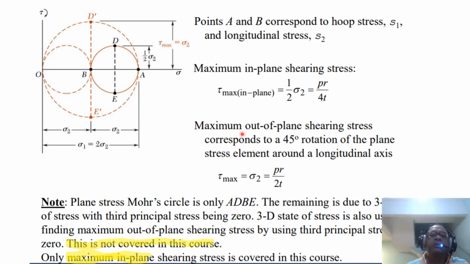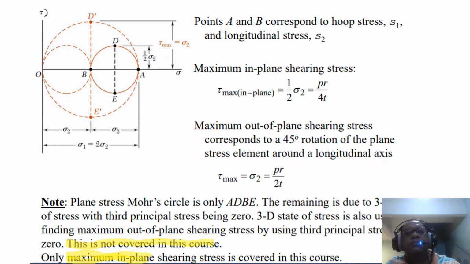So the maximum out-of-plane shearing stress corresponds to a 45 degree rotation of the plane stress element around the longitudinal axis. So the tau max is equal to PR over 2T. So this is the out-of-plane shearing stress, but it's not covered in this section. So the plane stress Mohr circle is only A and B.